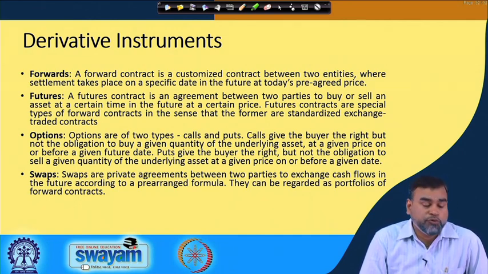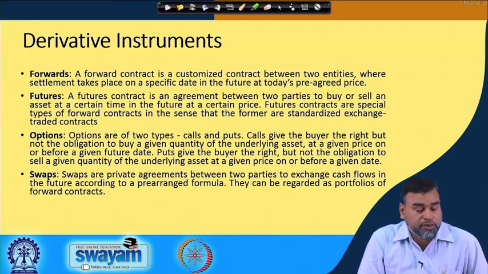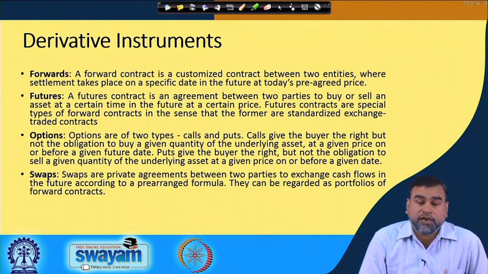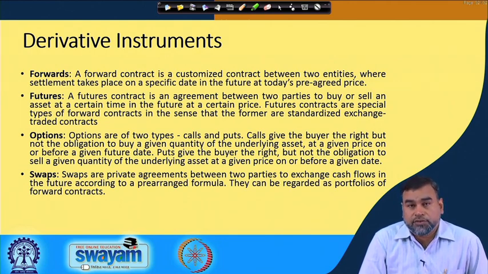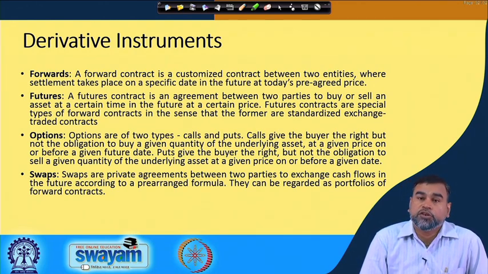Then we have the futures. Futures and forwards do not have many differences, but there are some differences, which we can discuss. The futures contract is also an agreement between two parties to buy or sell an asset at a certain time in the future at a certain price, but futures contracts are a special type of forward contracts, in the sense that futures are standardized exchange traded contracts and forwards are not standardized. That is the basic difference between these two, because one contract is traded on the stock exchange and the other is designed on the basis of an agreement between the two parties, maybe in the OTC market, the over the counter market.